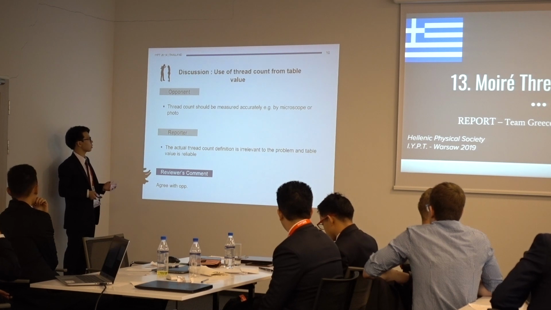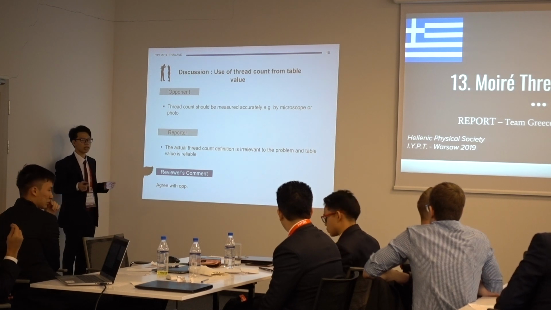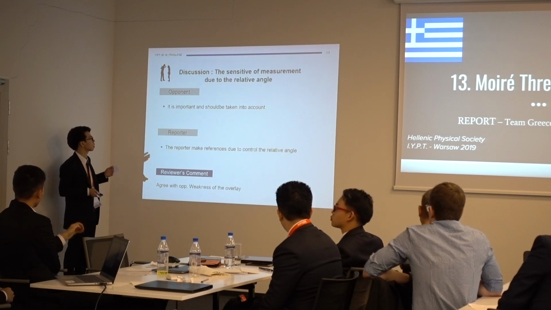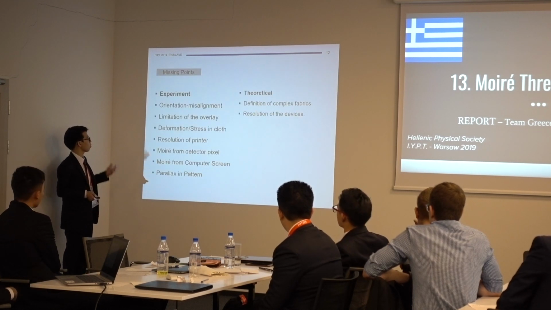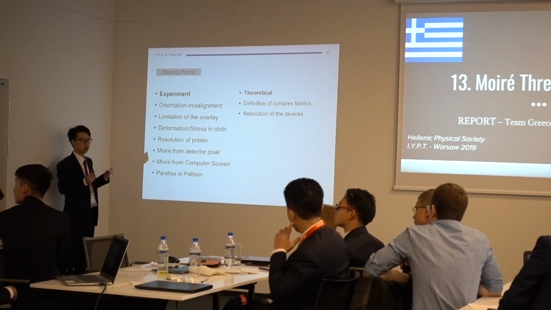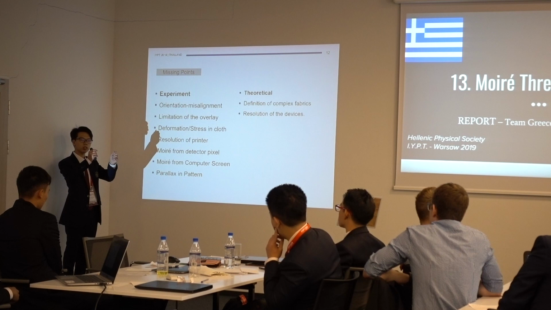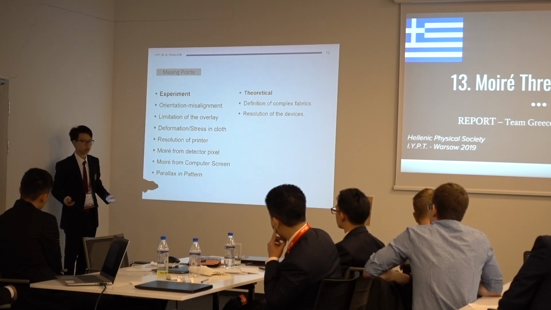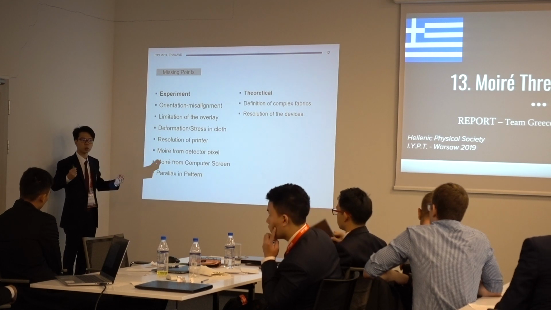For the use of thread count from the table value, we would agree with the opponent that he should have measured himself, so he would get 60 point something and so on, digits. And for the missing point was the orientation misalignment, limitations of the overlay, deformation and stress. He should have measured different points of the plot to take into account the fabric deformation, which is something we should assume in every fabric.